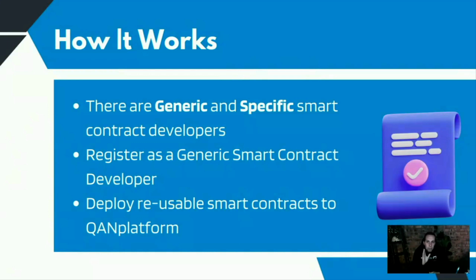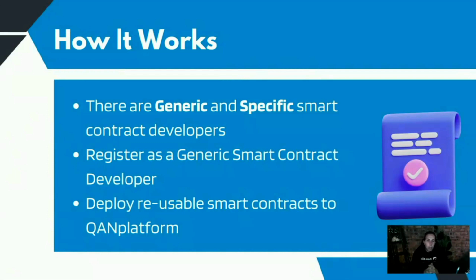But they have two types of smart contracts. There are generic smart contracts and specific smart contracts. And there are generic smart contract developers and there are specific smart contract developers. So what's the difference between these two? Generic smart contract developers will design services on the Quan virtual machine that are module based and generic enough to be used by other smart contracts. And this prevents duplication of the same services on the Quan virtual machine. And there's a number of benefits for that. So your generic developers will actually go and write these generic functions and services and deploy them to the Quan platform.